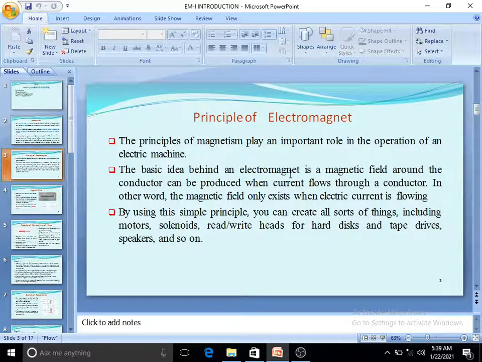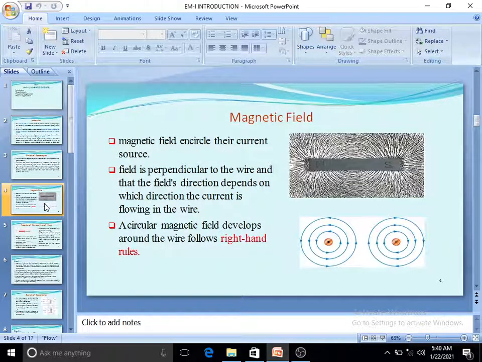The only thing you need to learn from this slide is how to create electromagnetism. How to create electromagnetism. Okay, so this is the slide which represents how to create magnetism. Here you already know that any magnet consists of two poles, right, north pole and south pole.